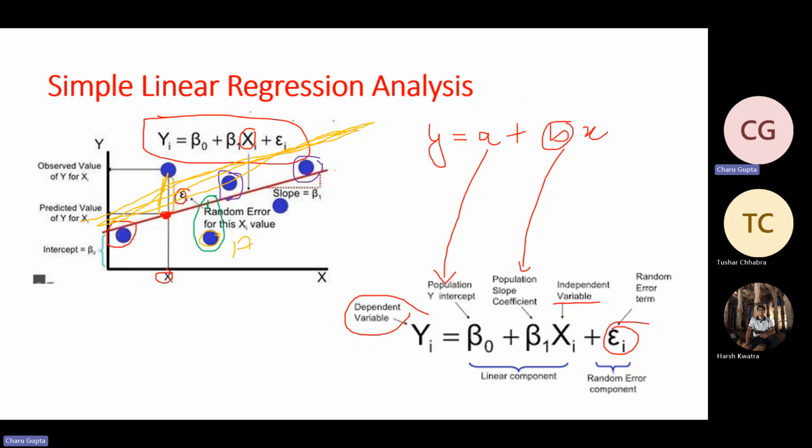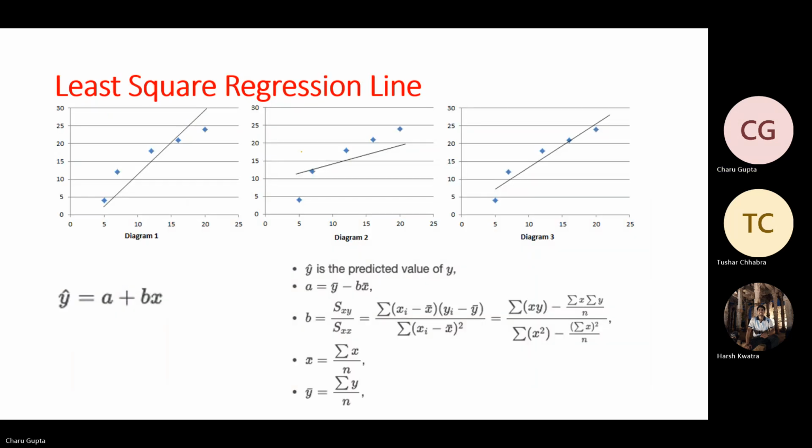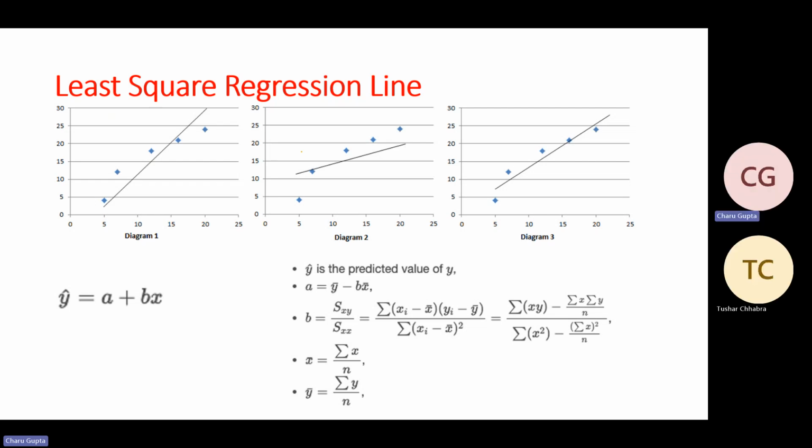So, how do we find out which line is better for these different points? What we do is find out the errors. And with these errors, we try to minimize all the errors. This is called the least square regression line.